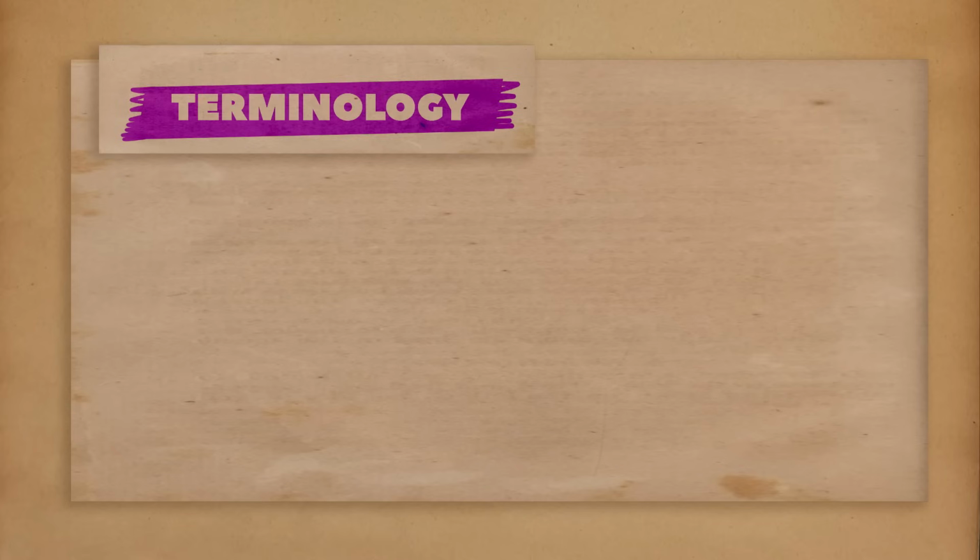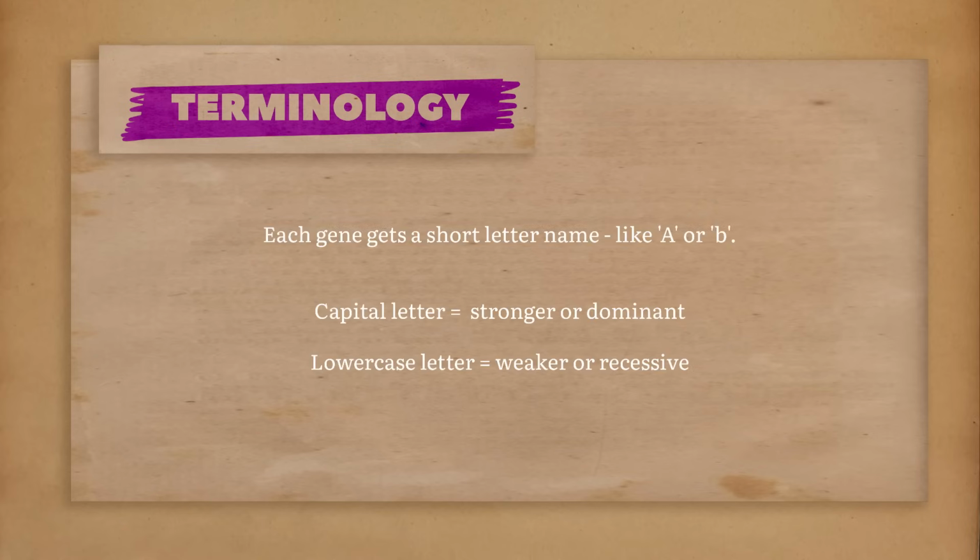Now, before we get started, there's a little bit of terminology that I want you all to be familiar with, so you don't get lost, right? We write genes with letters to make them easier to talk about and understand. Each gene gets a short letter name, like capital A or little b, because writing out the full name every single time would just take too long. Capital letters usually mean a stronger or dominant version of the gene. A lowercase letter usually means a weaker or recessive version. So instead of saying the dominant brown gene and the recessive blue gene, we can just say capital B and little b. It's like using shortcuts to describe which gene version someone has.